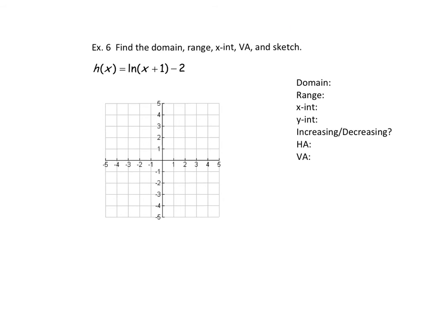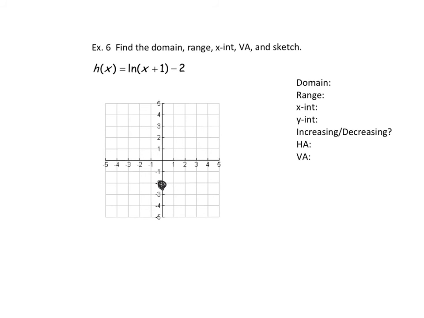So that means we need the key point, which now is going to be 1, 0 rather than 0, 1, an asymptote, and then whether it's logarithmic growth or logarithmic decay. So first off, we're going to take our key point of 1, 0. We're going to translate it 1 to the left and then down 2. So our key point is going to be at 0, -2.